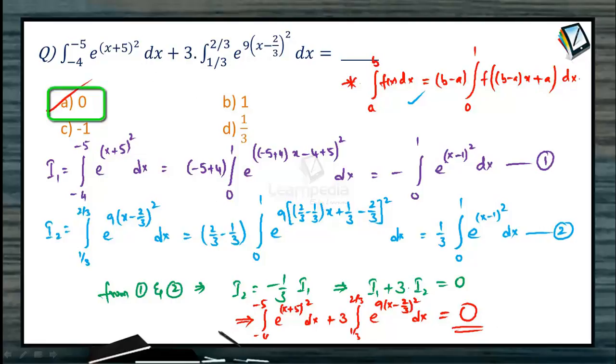A beautiful application of change of integral limits. Any integral from a to b can be changed to an integral from 0 to 1. Try to remember this result. This is a very important property in definite integrals.